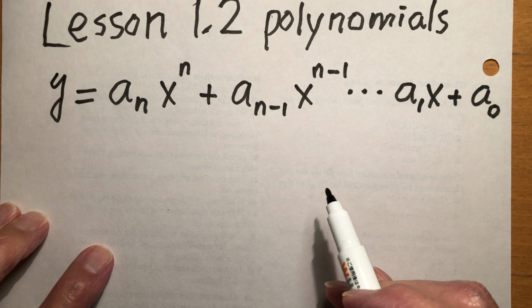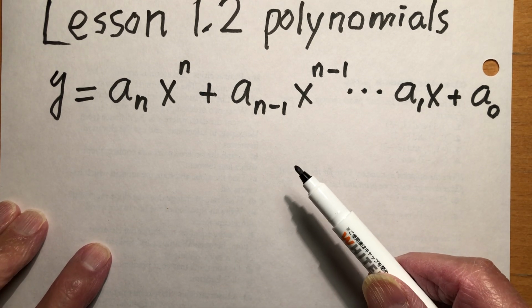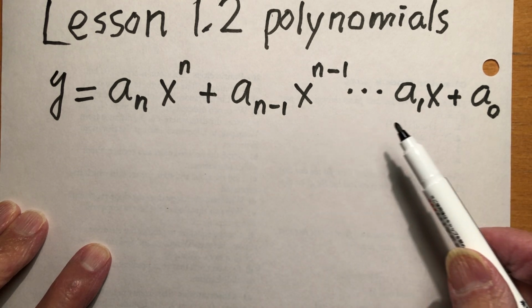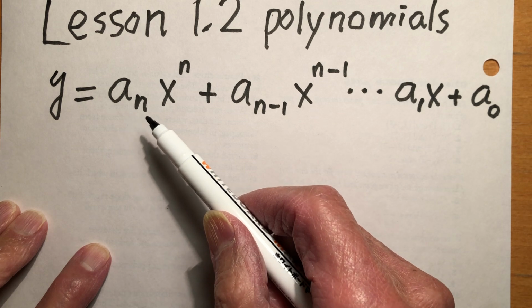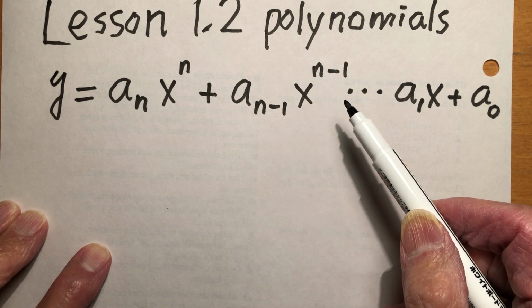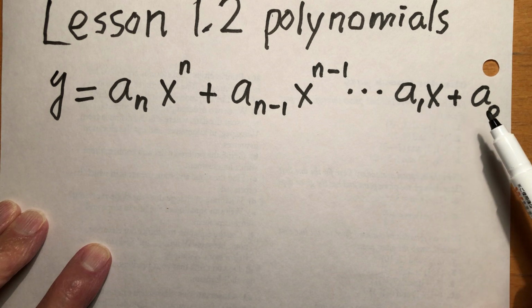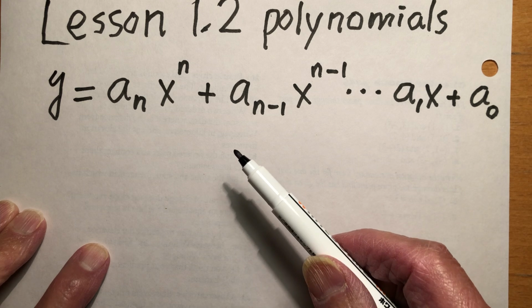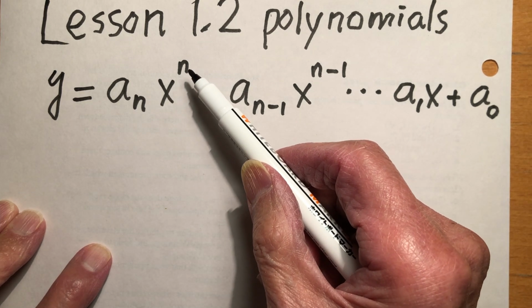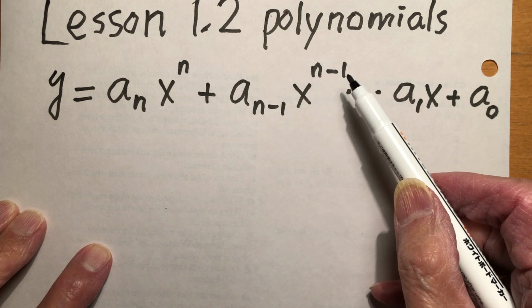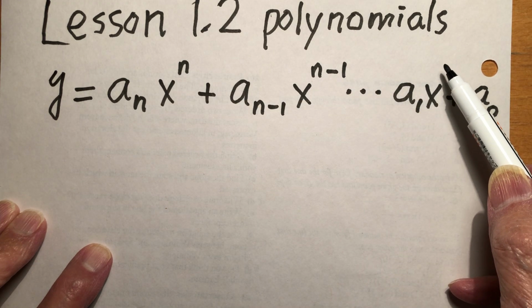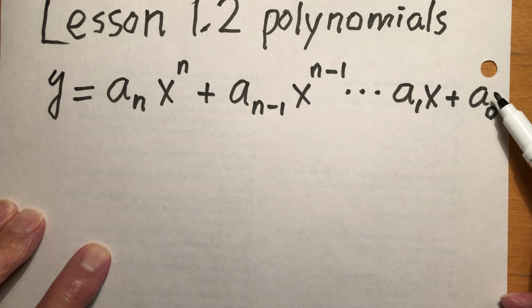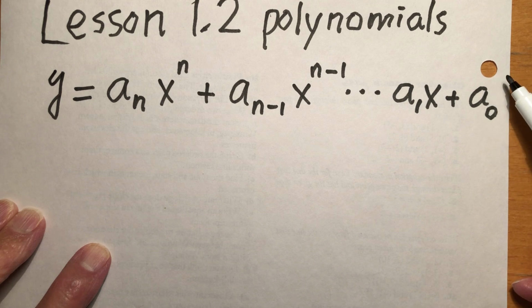This is the general form of a polynomial. In here, a n minus 1, and so forth, a1, a0, are numbers, real numbers. Here, the exponent n minus 1, this is exponent 1, this is exponent 0, x to the exponent 0.